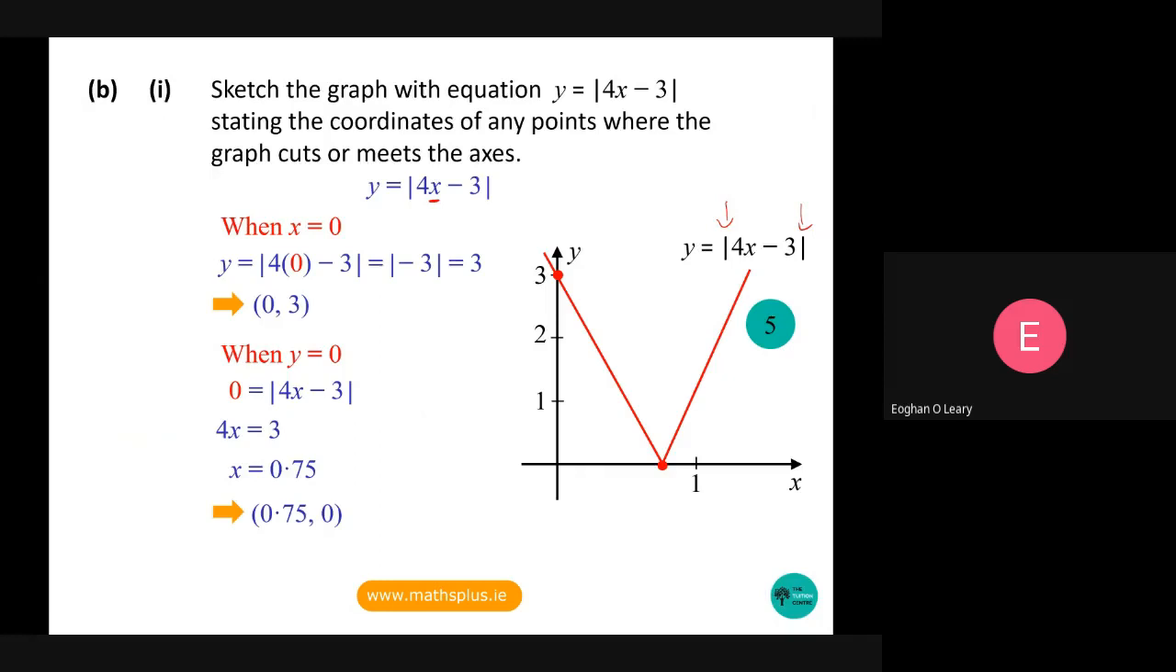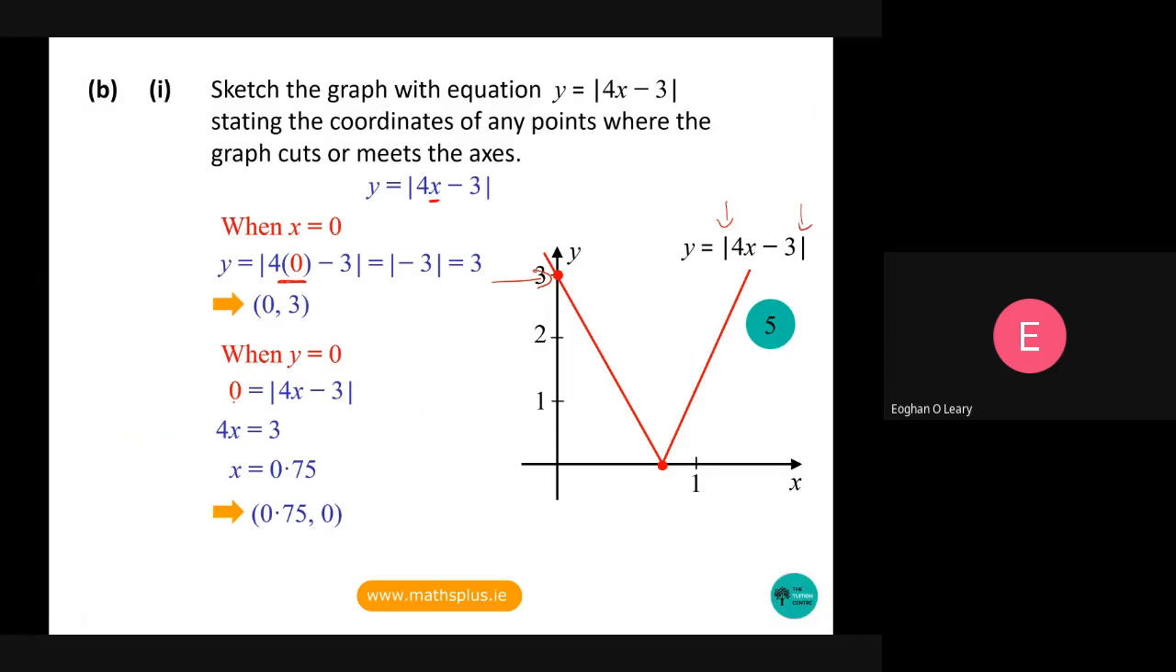So you put in 0 for x. So 4 times 0 minus 3 will give you -3. And the modulus of -3 is 3. So that would be the point (0, 3). So that is where it's going to cross the y-axis.